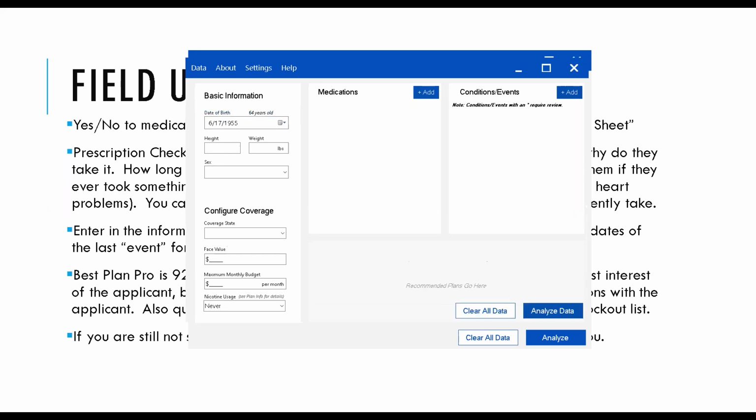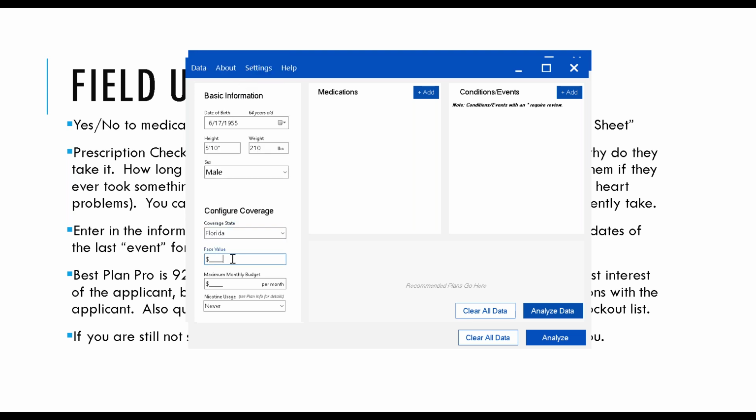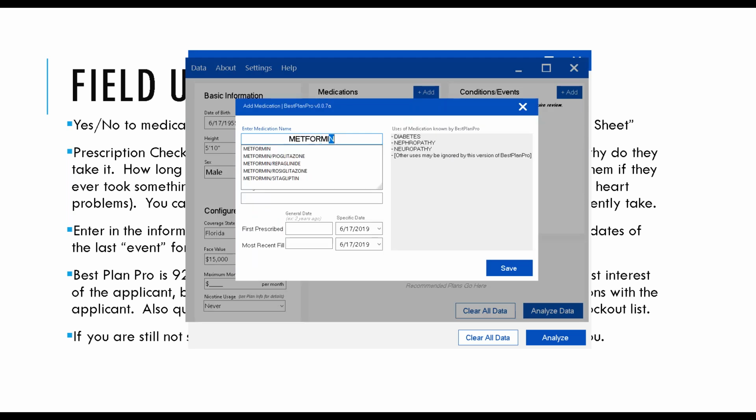Okay. So we'll start off with their age in the top left, and we'll say that they were born in 1955, June 17th, 1955. We'll put in their height, and we'll put in their weight. We'll say that this person's a male, and we're looking in the state of Florida. And we're going to see if we can get them $15,000 worth of coverage. And they shared with us that they've never used tobacco. They told us their medications. We have metformin, and they've been on this medication for a number of years.